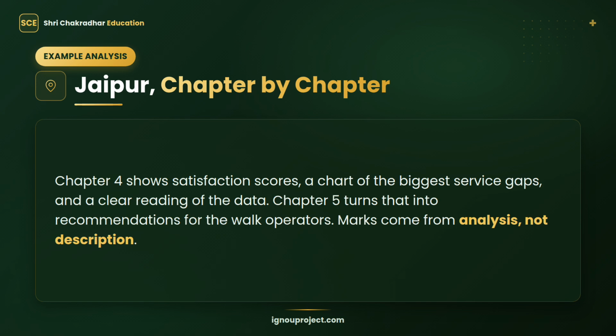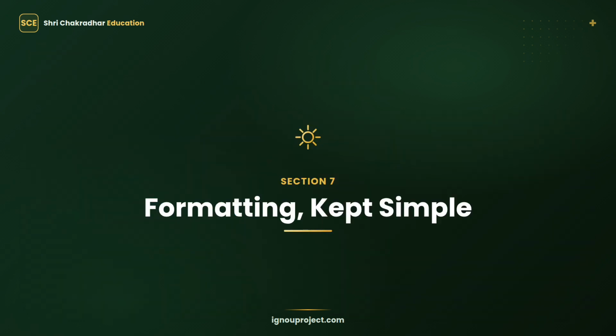For our Jaipur study, Chapter 4 would show satisfaction scores from the walker survey, a chart of the biggest service gaps, and a clear reading of what the data says. Then Chapter 5 would turn that into recommendations for the walk operators. That is how a report earns marks. Analysis, not description.